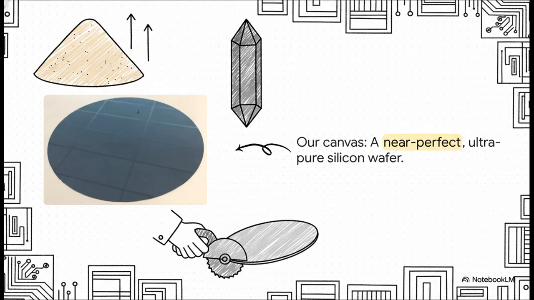So in our case, the canvas is this, a silicon wafer. And yeah, it really does start out as common sand. That sand gets purified and grown into a perfect crystal. Then it's sliced into these flawless, mirror-finished discs. This thing has to be unbelievably pure and perfectly flat because it's the foundation for, well, for everything.